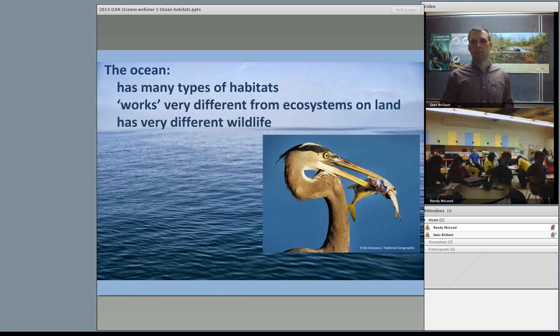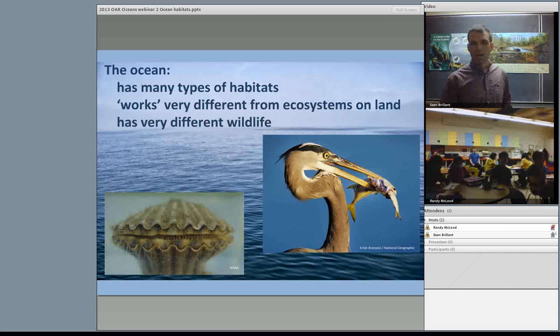The ecosystem in the ocean works very differently than the ecosystem does on land or even in fresh water. And finally, the ocean has very different wildlife. Not like anything we have on land. Very different. And where it comes from and how they operate influences how the ecosystem operates, or vice versa. Maybe these are the animals that arose because the system operates so differently in the ocean.